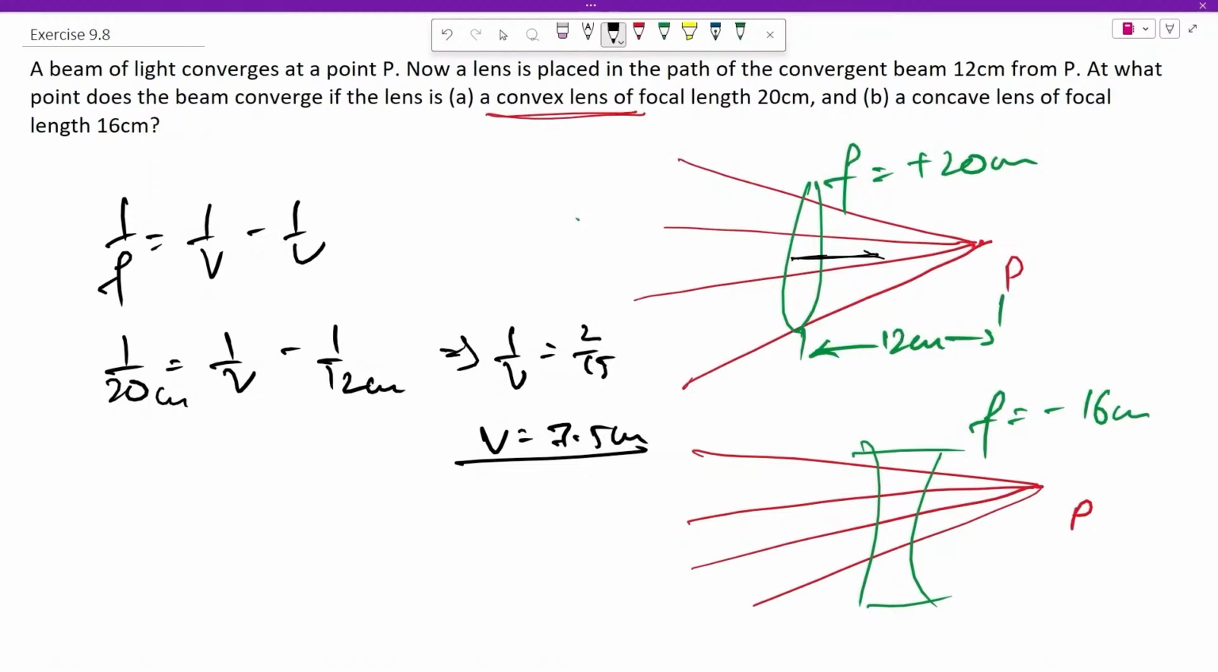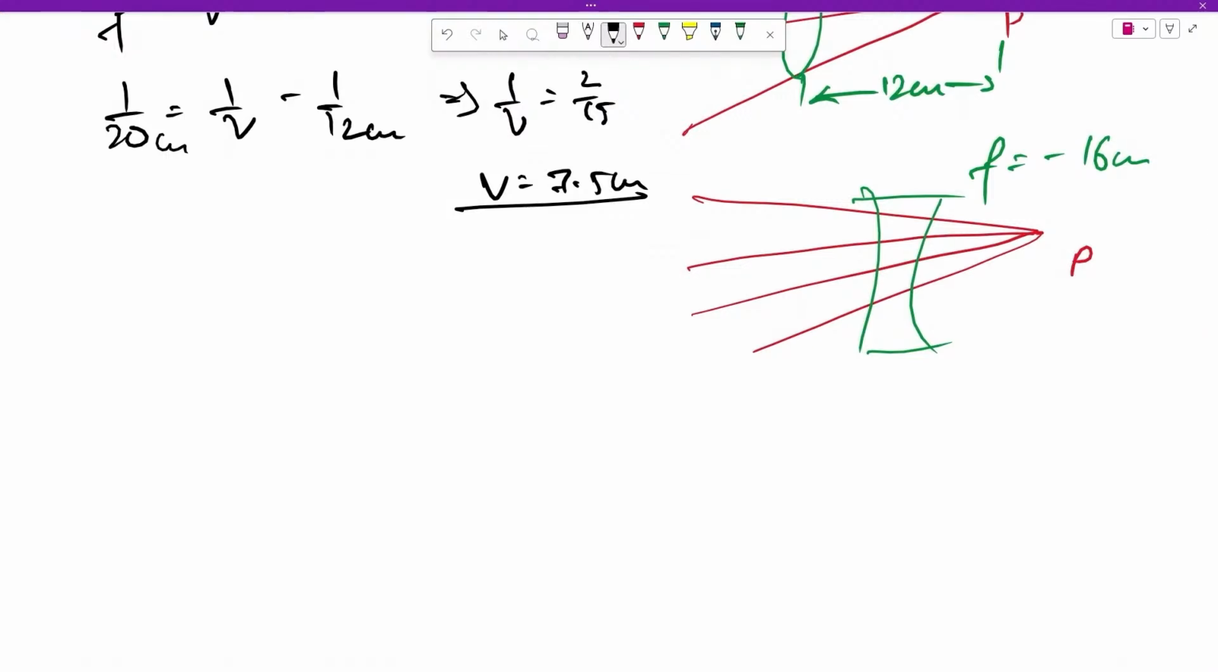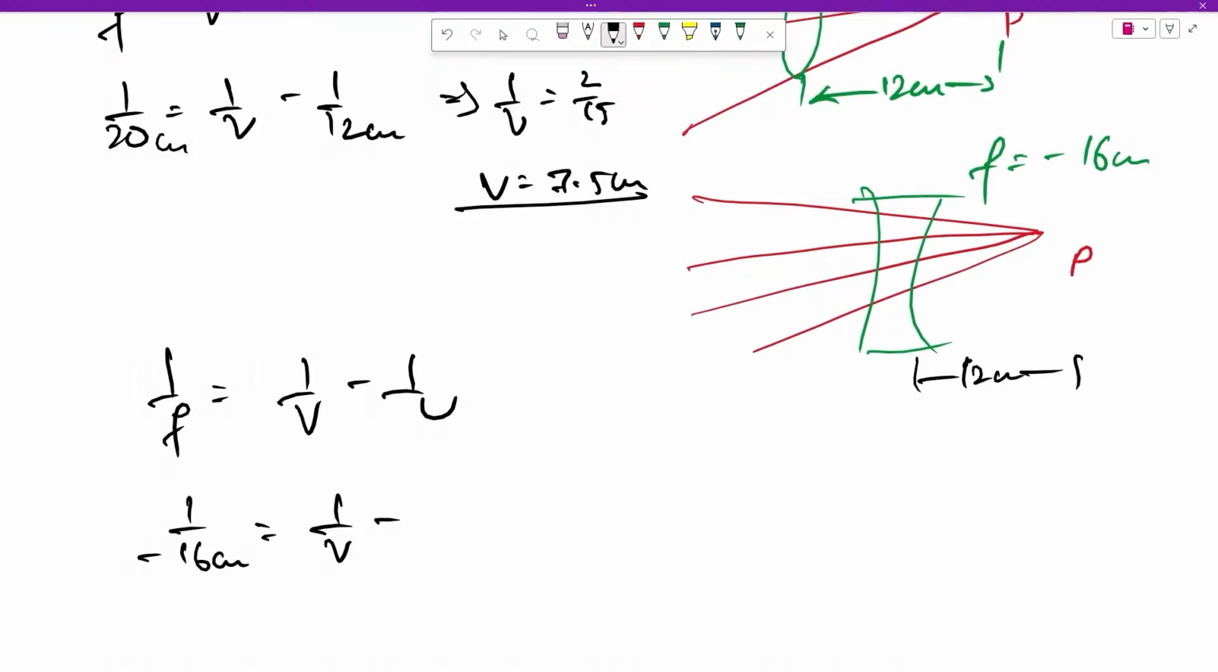Now in the second case, we have a concave lens. Here again, we have to find out the distance where the light will converge. So again, we will use the lens formula, that is 1 by f equals 1 by v minus 1 by u. Now the focal length in the case of a concave lens is negative. So we will use 1 by minus 16 centimeter equals 1 by v, the image distance we have to find, minus the object distance, which is virtual and again 12 centimeter away from the pole of the lens. The distance is going to be positive, so we will use 12 centimeter here.